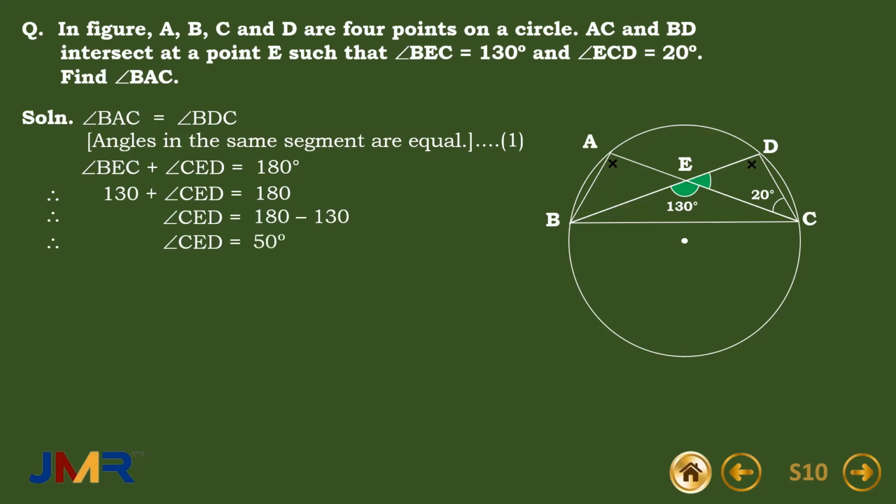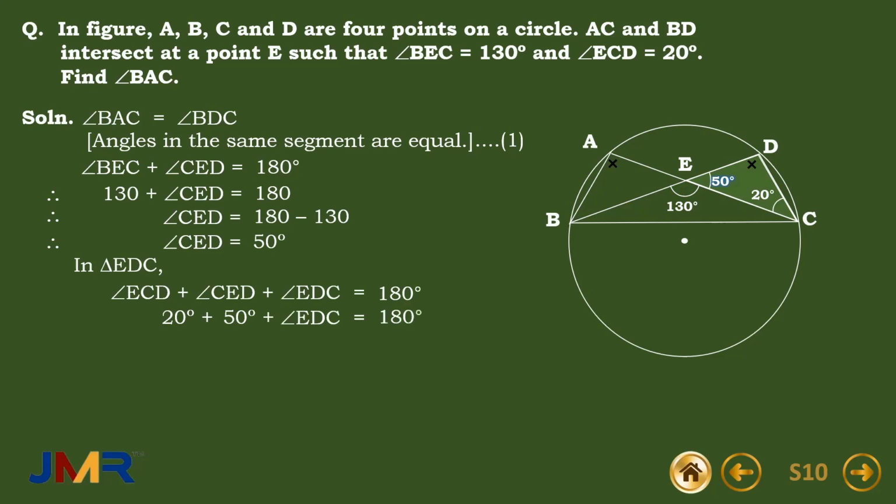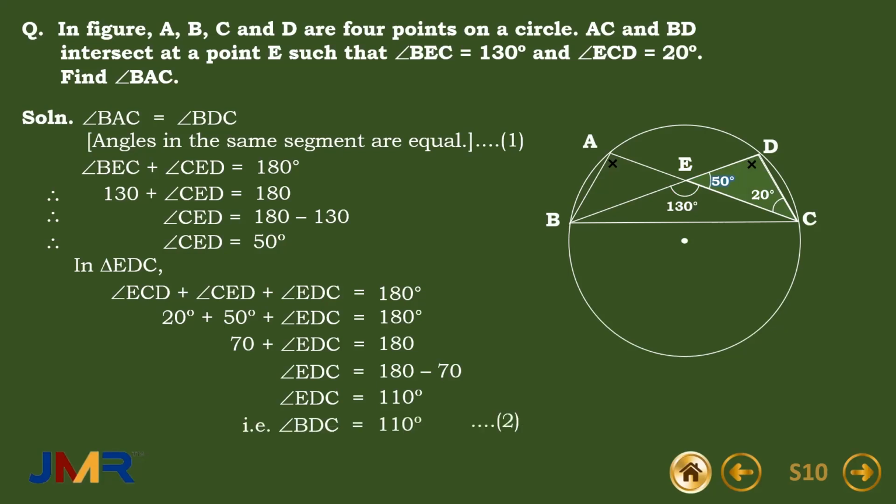Up to here clear? As soon as we got angle CED is 50 degrees, we can find the missing angle BDC. How can we find? By applying angle sum property. Angle ECD plus angle CED plus angle EDC is equal to 180 degrees. 20 plus 50 plus angle EDC is equal to 180 degrees. Angle EDC is equal to 180 minus 70, that is equal to 110 degrees. If you got EDC is 110 degrees, that is nothing but angle BDC only. So angle BDC is also 110 degrees.